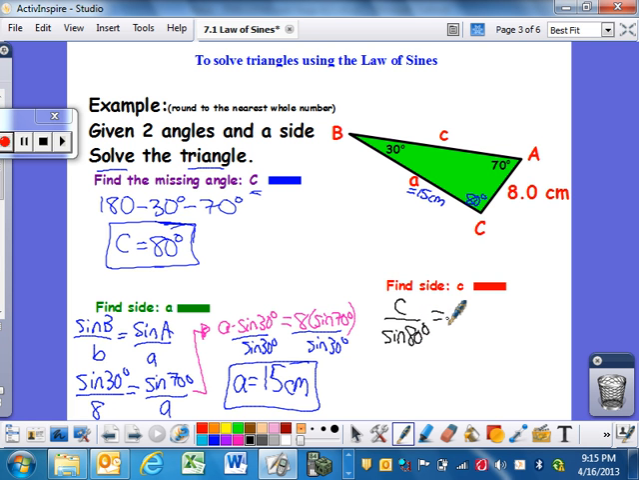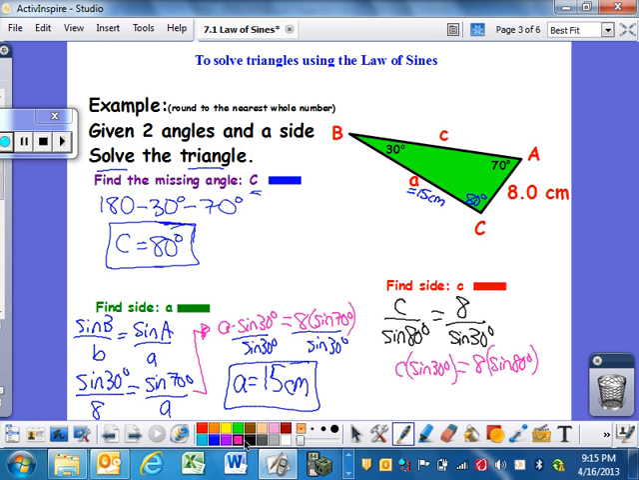I'm mixing it up. It doesn't matter what order you do this in. Since I started with the side, I was given both the b's. So I'm going to say side b is 8 over angle b sine of 30. Once again, you can simply just cross multiply. So I'm going to do that. I'll switch colors here. And I would get c times sine of 30 equals 8 times sine of 80.